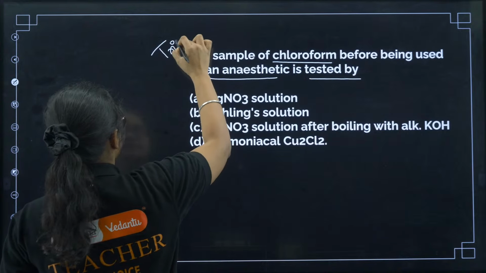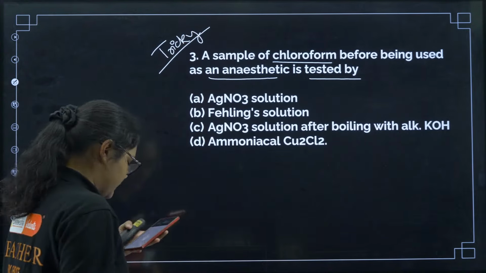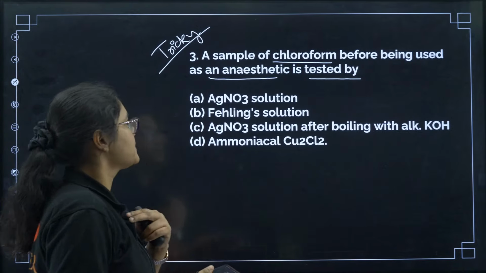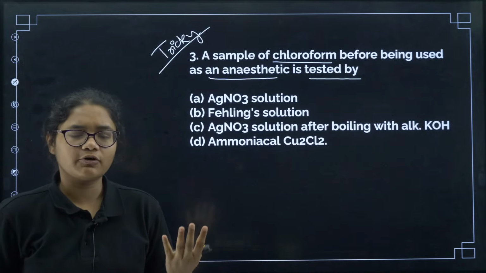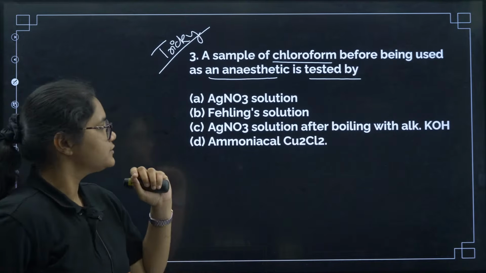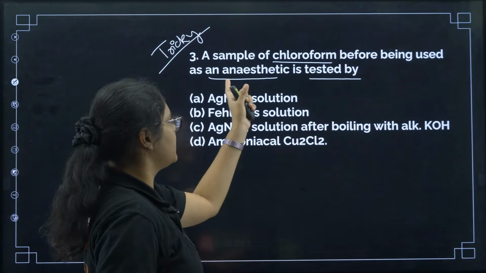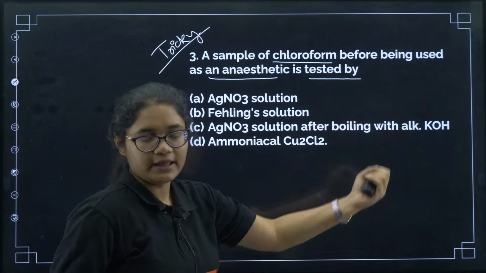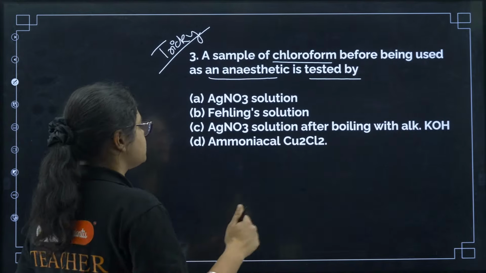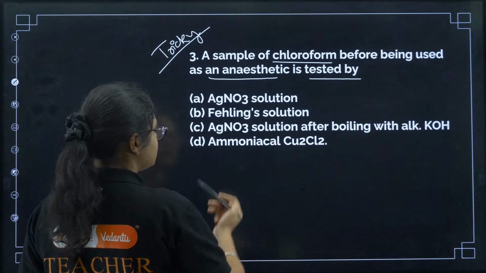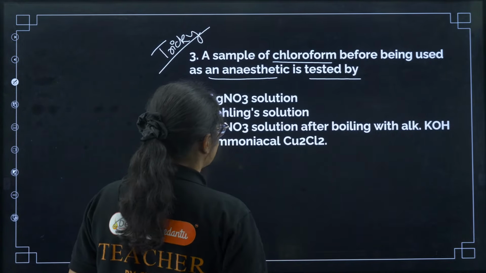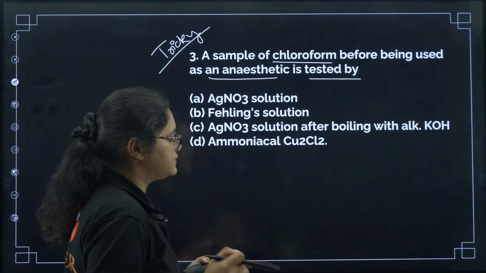So this question was a little tricky. Let me see how many of you have answered this one correctly. A sample of chloroform: we know that chloroform is used as an anesthetic, to make a person unconscious. So when a sample of chloroform, before being used as an anesthetic, is tested, its purity is tested. How pure is that anesthetic? It is tested by what methods? AgNO3 solution, Fehling solution, AgNO3 solution after boiling with alcoholic KOH, and ammoniacal Cu2Cl2.